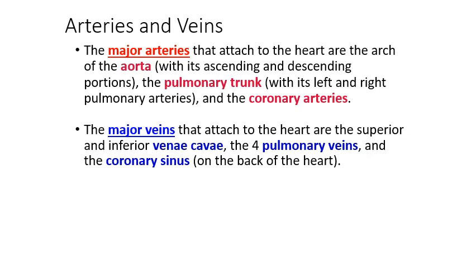Major veins entering into the heart. Those are your superior and inferior vena cava. So those are the two largest veins in the body. Four pulmonary veins. Those four pulmonary veins, two left pulmonary veins and two right pulmonary veins, are all four entering into the left atrium.